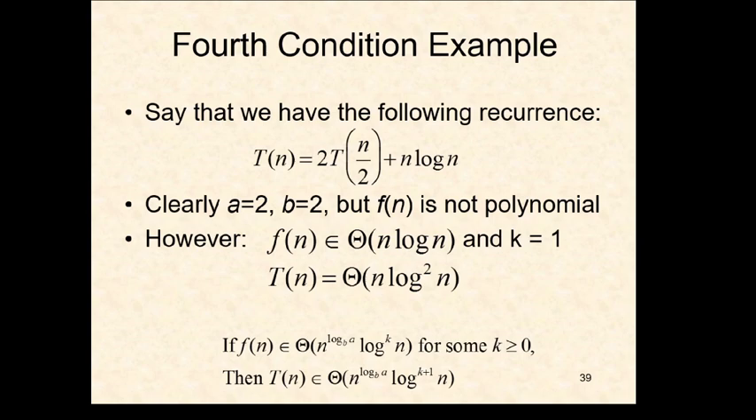However, it is in the form n to the log base b of a. Remember, it's got to be of the form n to the log base b of a times log of n to some power k. Well, this n to the log base 2 of 2 is the same as n to the first. And that's what we've got here, n to the first. We happen to have in this case, since we don't have a power here, k must be equal to 1. So the solution of this equation is big theta of n log squared of n.